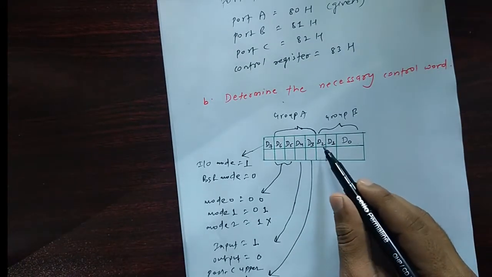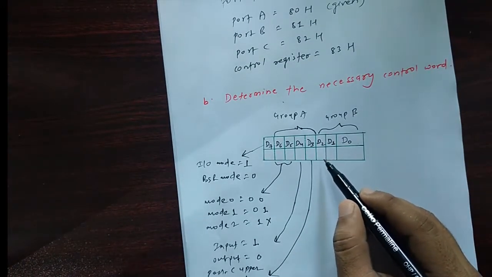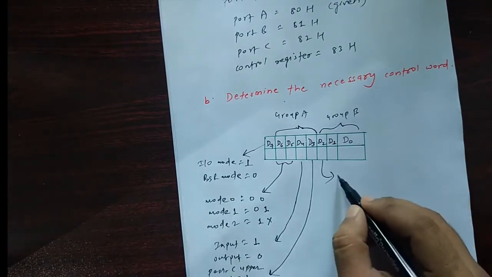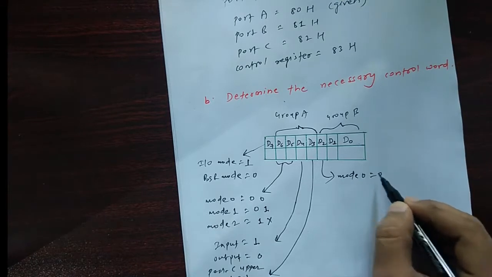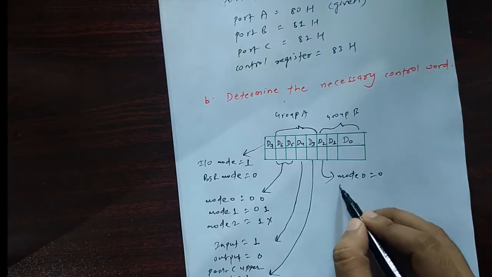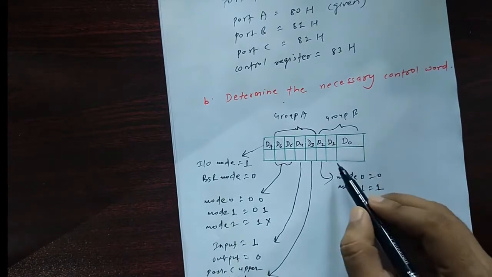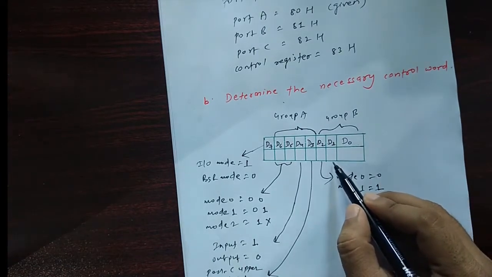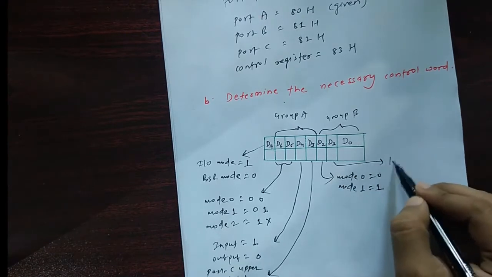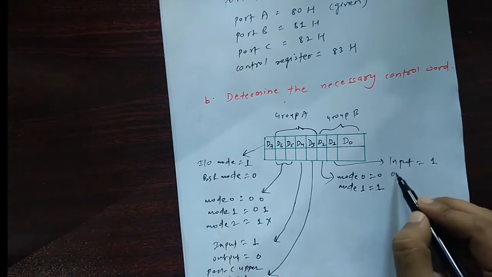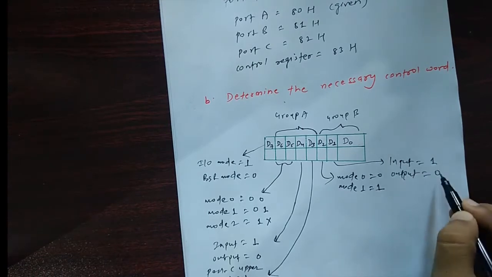And then we have D2, so it will be 0 if port B operates in mode 0, and it will be 1 if port B operates in mode 1. And then we have D1, this will be 1 if port B is input, and this will be 0 if port B is output.